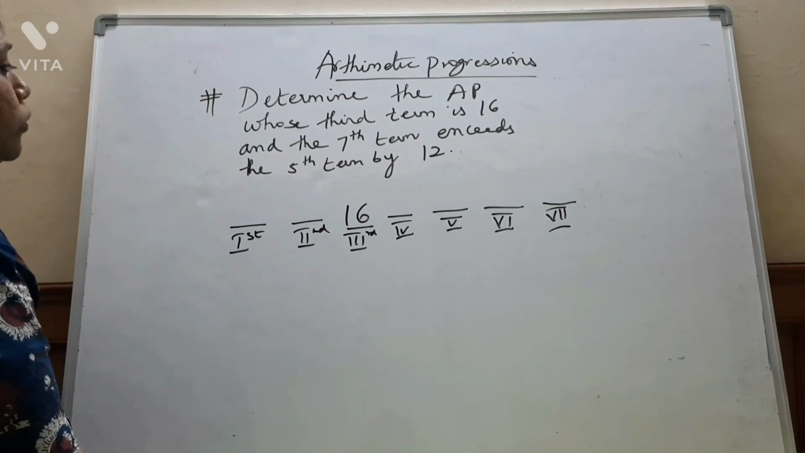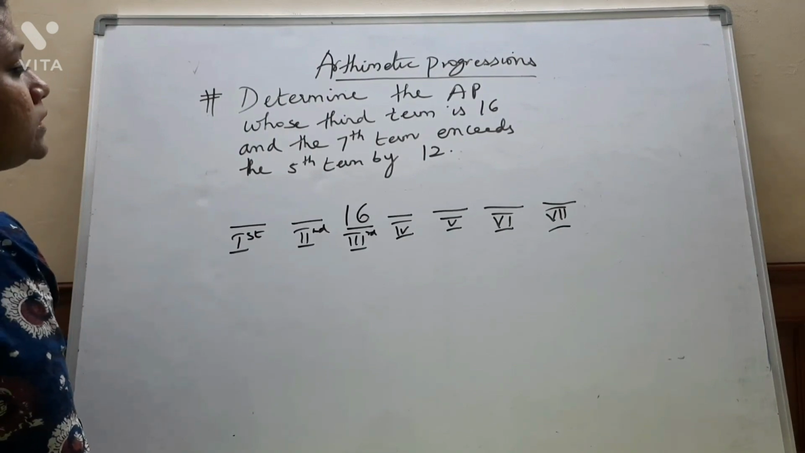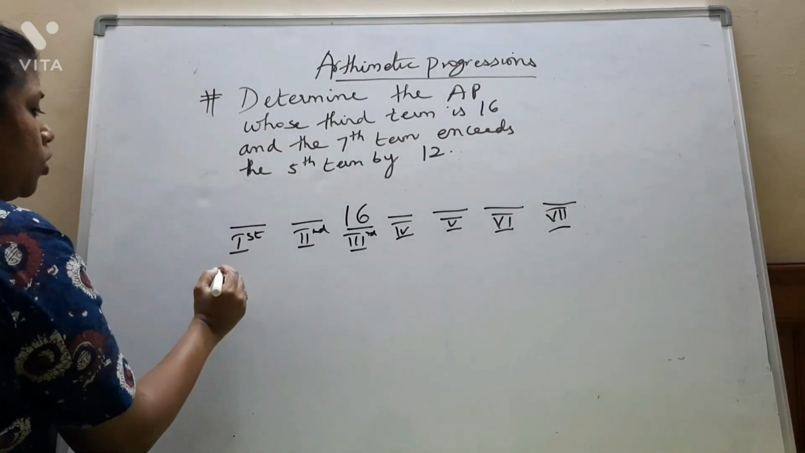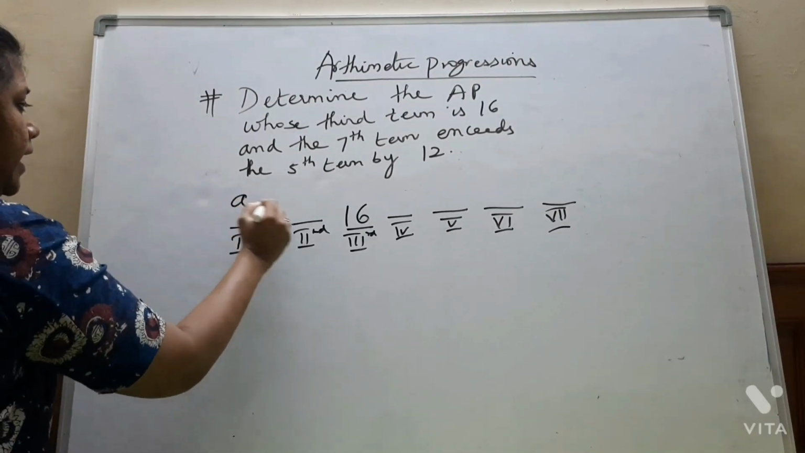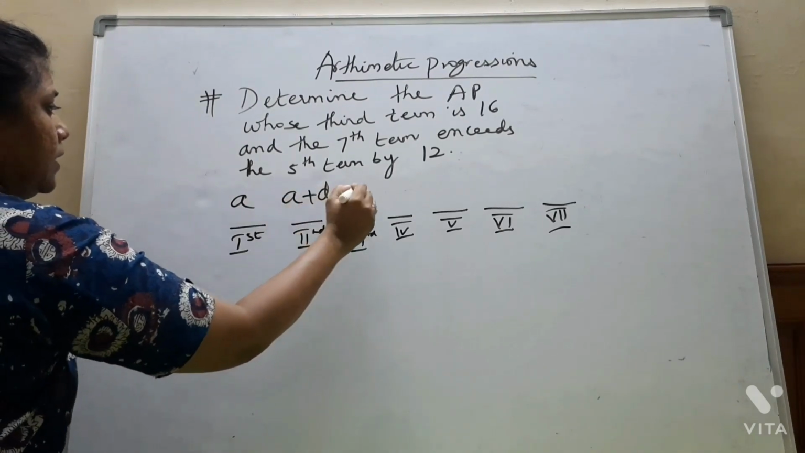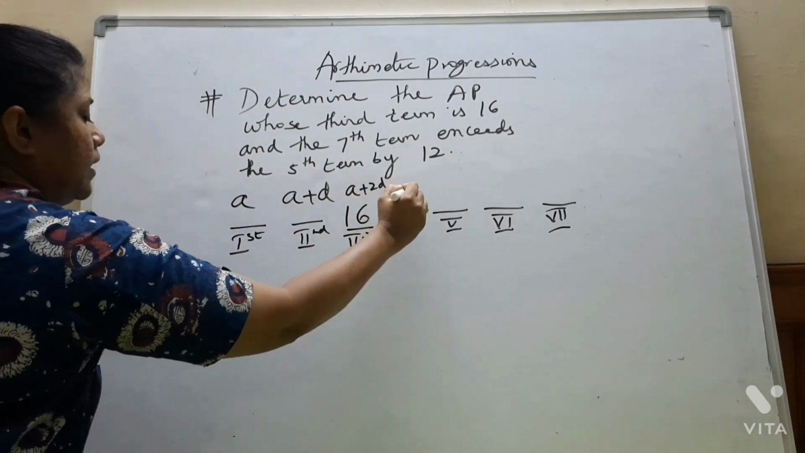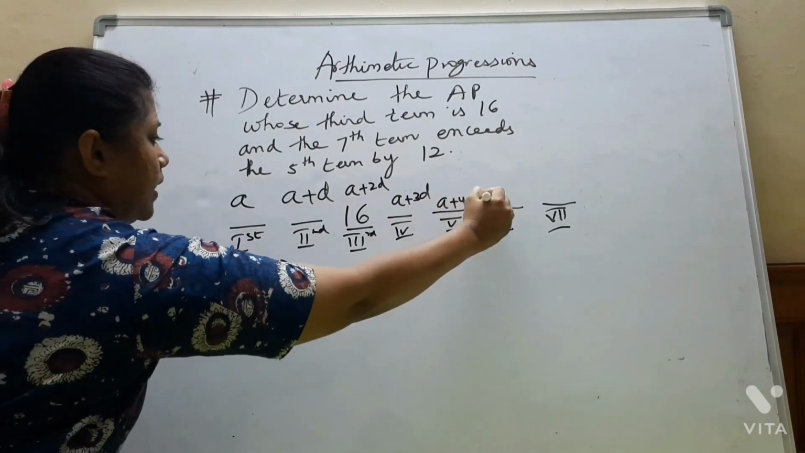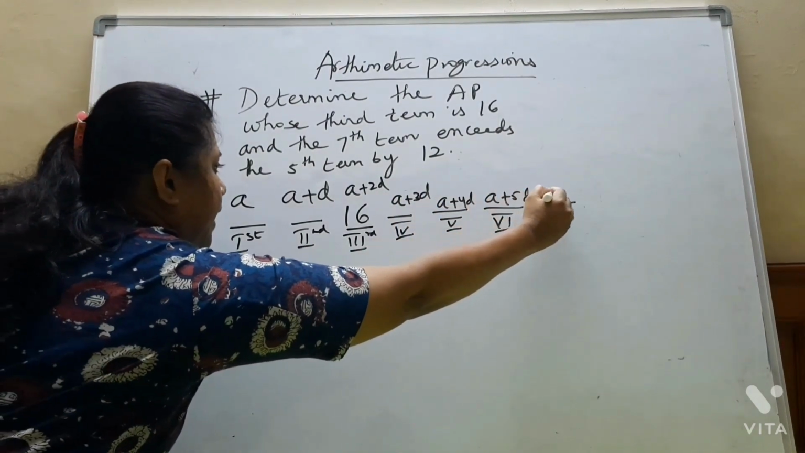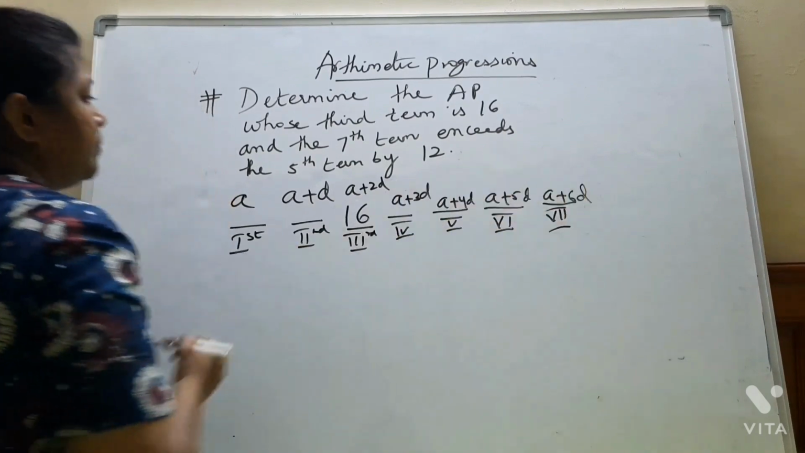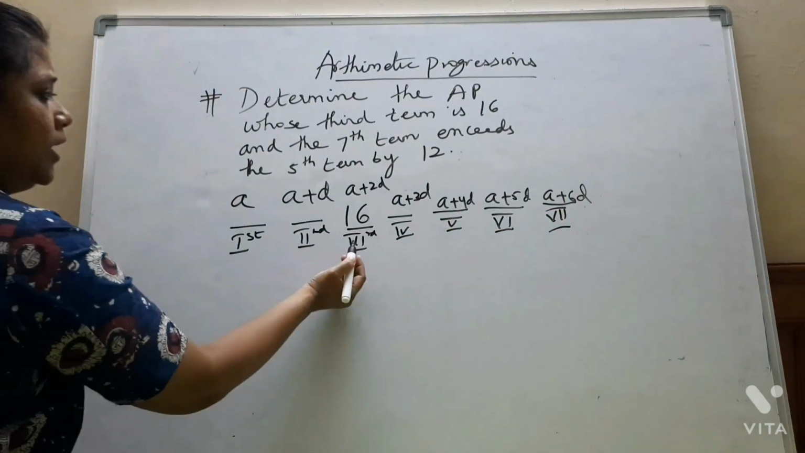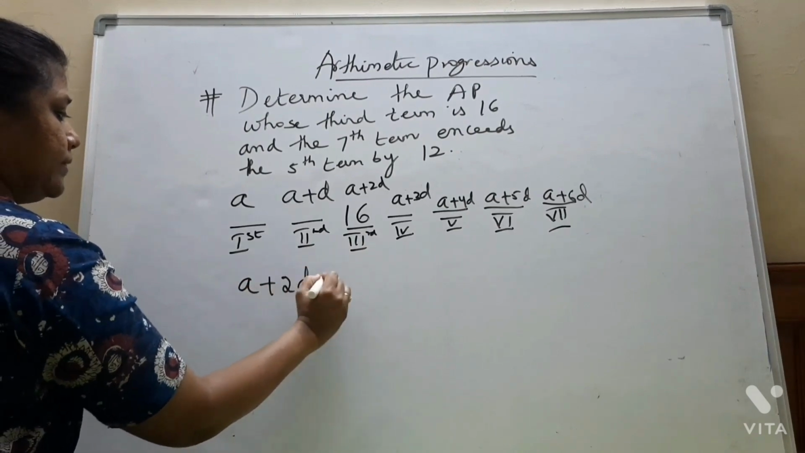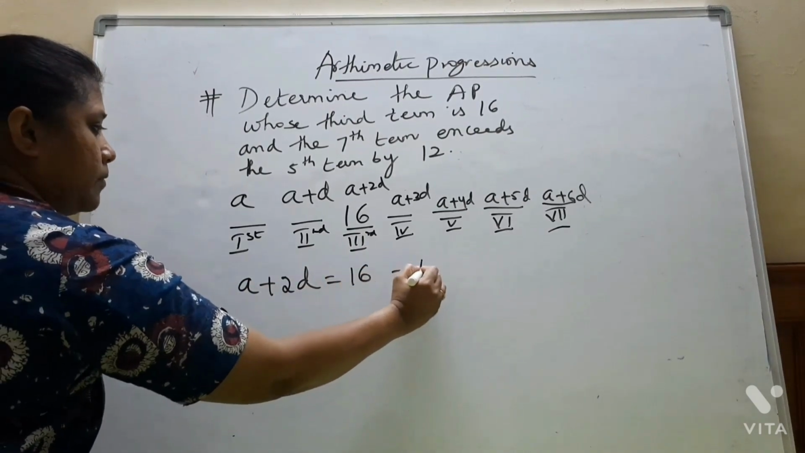Okay, before that we're going to see that one also. The third term is 16. So generally, I told you how your arithmetic progression will be: A plus D, A plus 2D, A plus 3D, A plus 4D, A plus 5D and A plus 6D. Is it not? Your arithmetic progression will be like this. So third term is given as 16. That means A plus 2D is equal to 16.